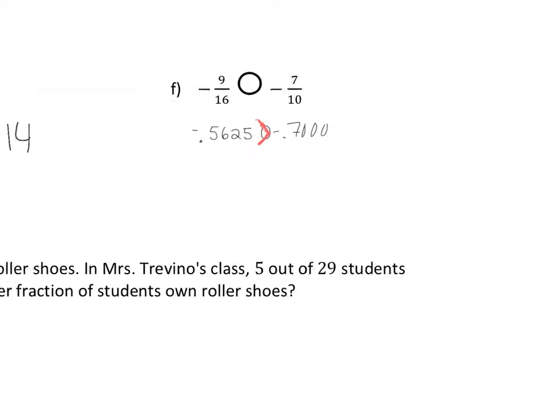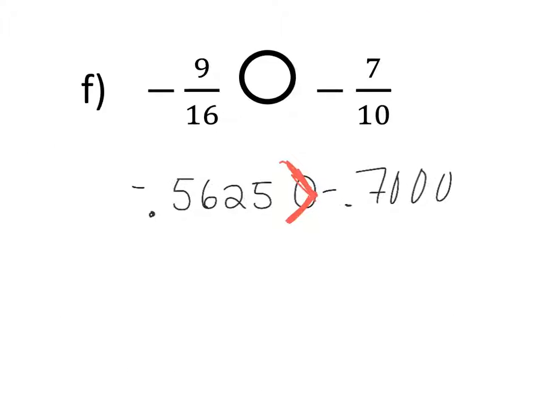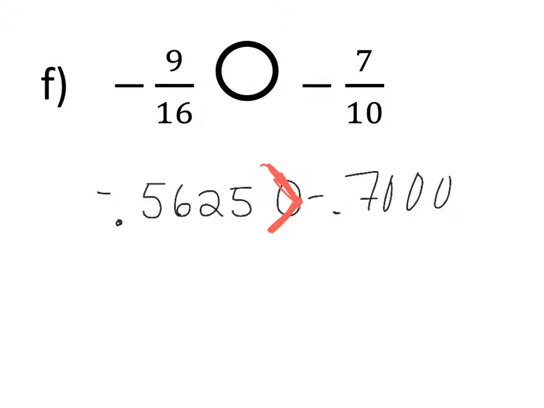And letter F, we're negatives again, so we have to rethink. Numbers further from 0 are smaller, so negative 0.7 is definitely smaller than negative 0.5625.